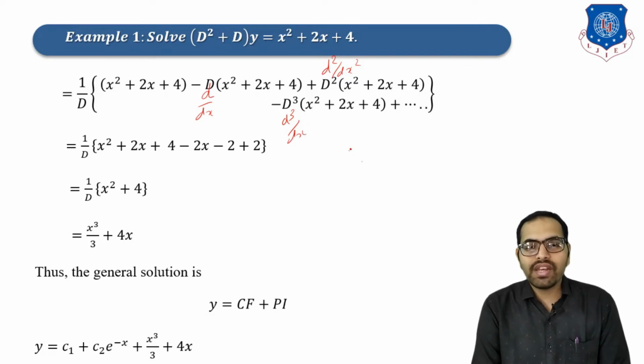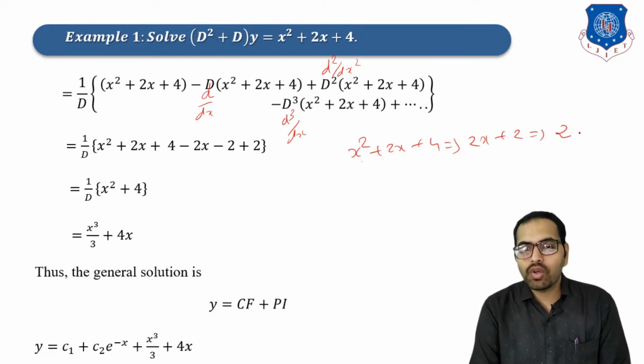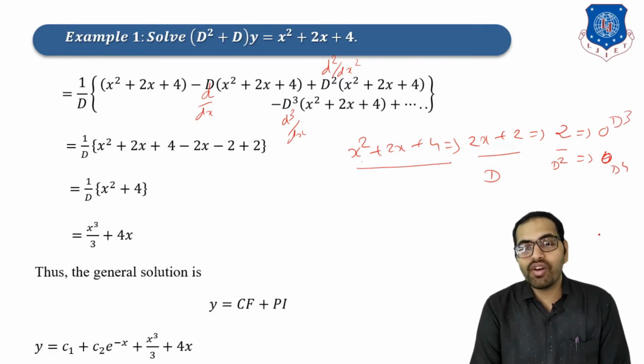See, whenever we take the derivative of x square plus 2x plus 4, the first time we get 2x plus 2, the second time 2, the third time 0, and the fourth time again 0. This one is our constant term, this one is d, single time derivative, this one is d square, this one is d cube, d raised to 4, and so on. Higher derivatives are 0.